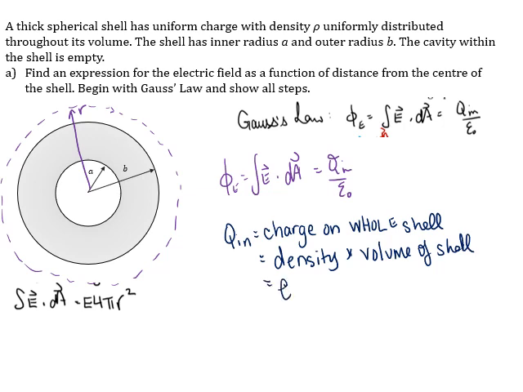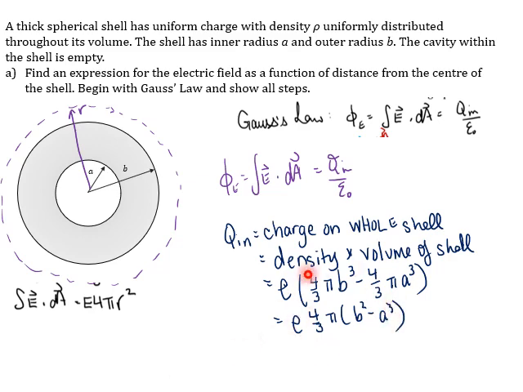Volume of the shell will be a sphere with radius b, take away a sphere with radius a. So it would be this whole big thing if it were solid, subtract this inside core. So it's density times 4/3 times pi times b cubed minus 4/3 pi times a cubed. If you wanted to simplify that right off the bat, you could say rho times 4/3 pi times b cubed minus a cubed. Okay, let's put our Q in together with what we know for E dot dA.